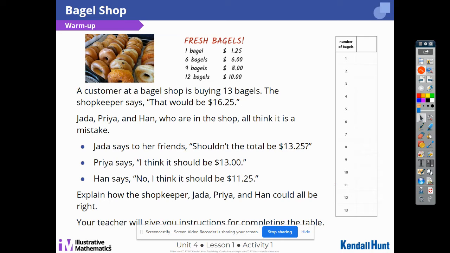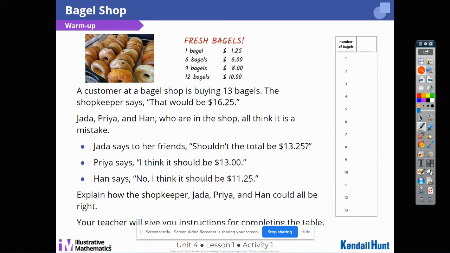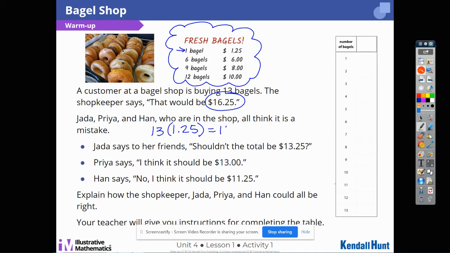All right, now that you've put your thoughts in there, I'm going to go through it for you. So if you're looking at the shopkeeper, how could the shopkeeper get $16.25? He has this list of prices here for you. And he says, all right, one bagel costs $1.25. So 13 bagels at $1.25 is going to cost $16.25. All right, that seems fair.